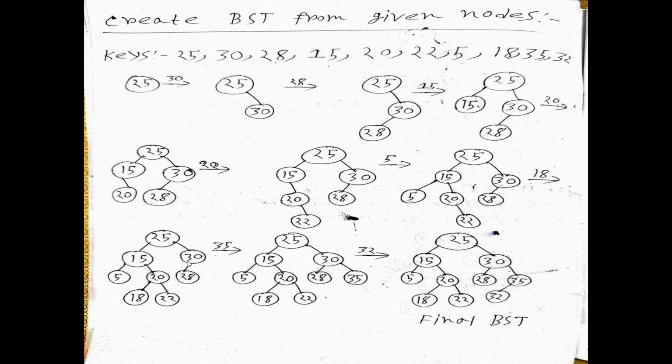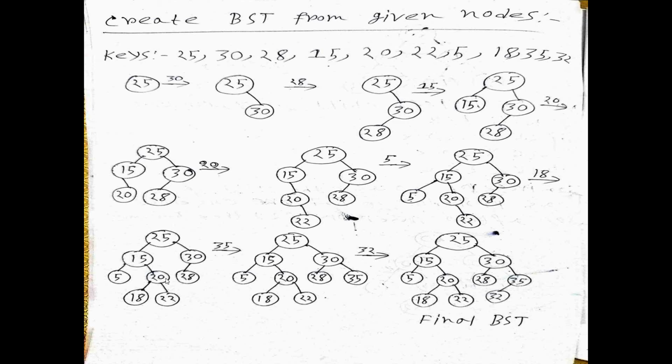Take the next element. This is 18. Now again we compare. 18 is smaller than 25. That means 18 goes to the left subtree of 25. Now what is the left child? Left child is 15. Compare with 15. 18 is greater than 15. That means 18 goes to the right subtree of this 15. Now compare with 20, because 20 is on the right child of 15, so compare with 20.